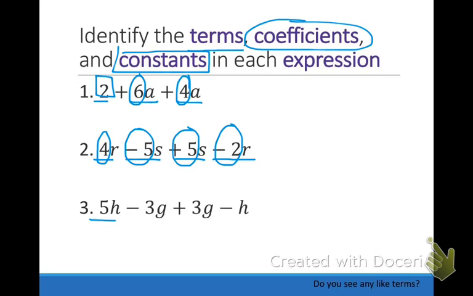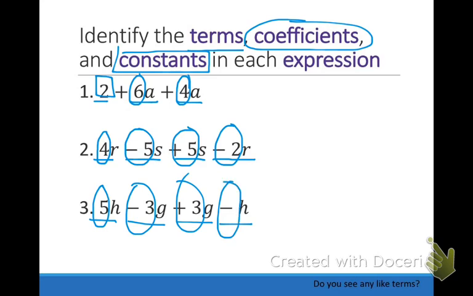In the last one, 5h is a term, -3g, +3g, and -h are my four terms. 5 is my coefficient here, -3, +3, and here is my coefficient. Even though I don't see a number there, I need to remember that in front of every variable there is an invisible number 1, especially if there is no number there. So my coefficient for the h on the end there is -1. Once again, in this third one, I do not have any constants.